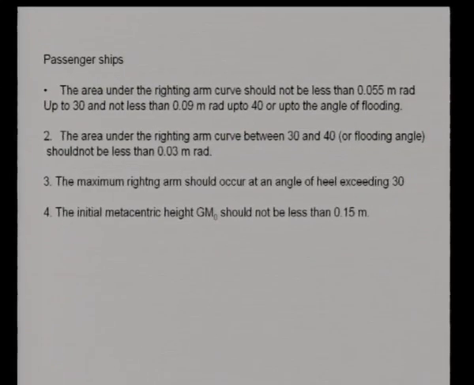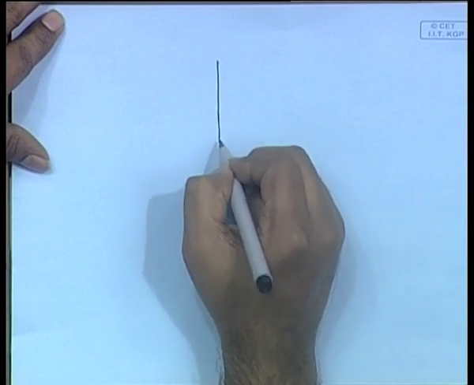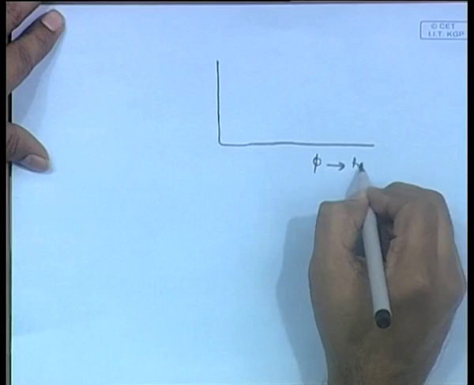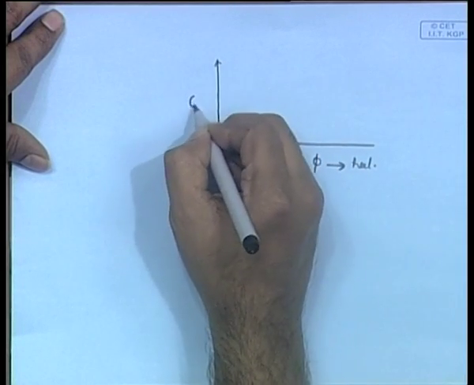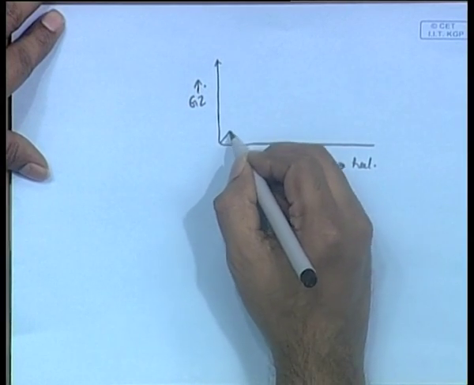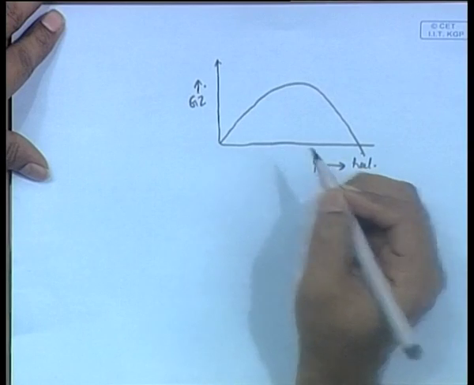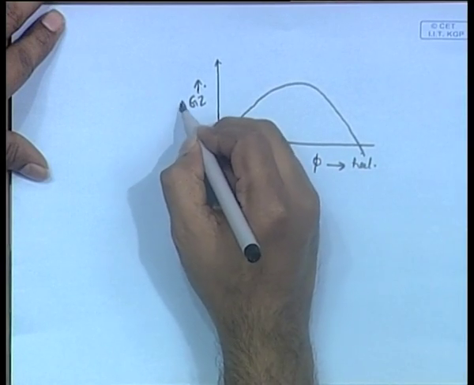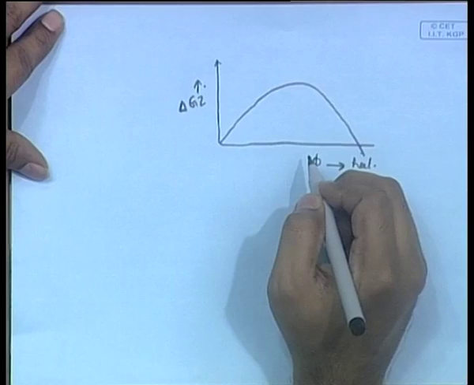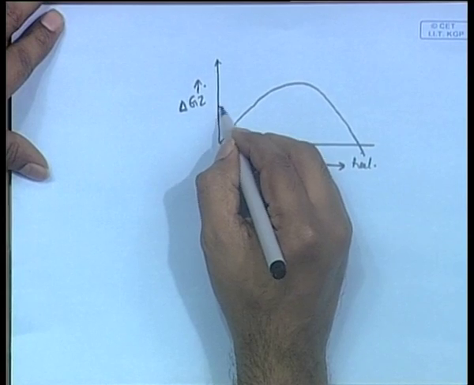As I have said before, it is always like this. You have the phi curve, that is the heel, and you have the GZ curve, and let us suppose that you have a curve like this. If it is delta into GZ instead of GZ, the area under this curve becomes the dynamical stability. Now, always we draw the heeling arm as well.